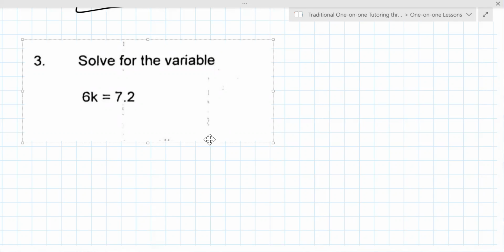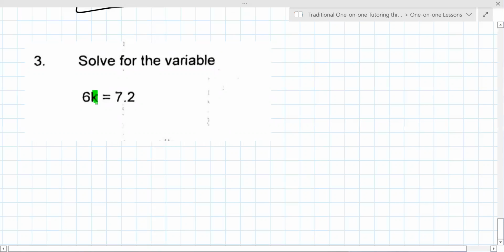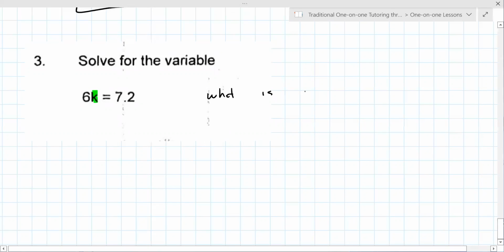Okay, so it's a solve for the variable. So the variable here is k. And you ask yourself, what is keeping k from being by itself? The 6. What is the 6 doing? Is it adding, subtracting? Multiplying k. So you undo multiplication with division. Okay, so this is your answer.